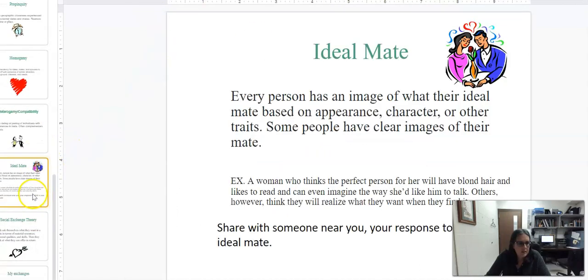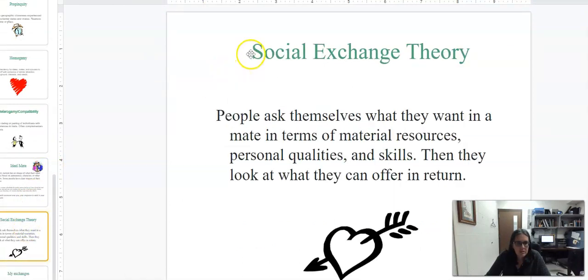Okay. Next up, we have social exchange theory. This is when people ask themselves what they want in a mate in terms of material resources, personal qualities, skills, and then what can they offer in return. So it's saying, okay, and we'll kind of talk about them when we get to the deal breakers, but what are my really big deal breakers that I'm willing to exchange for my qualities?